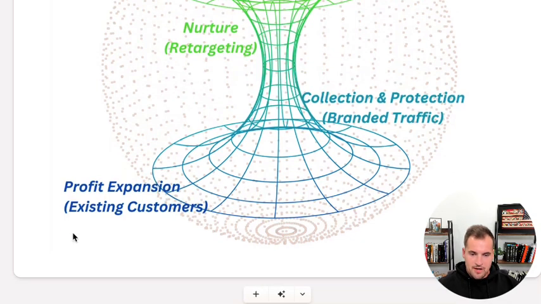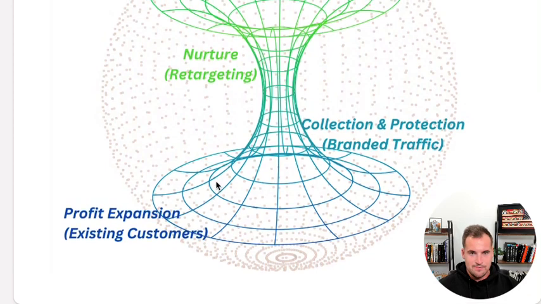And then the other bottom funnel campaign here is profit expansion. So this is for existing customers. Think email and SMS marketing, but on steroids with the Google ecosystem. So not a lot of brands get this because they're not big enough. They don't have enough repurchase value or repeat customers. But the ones that do, it works very, very well.